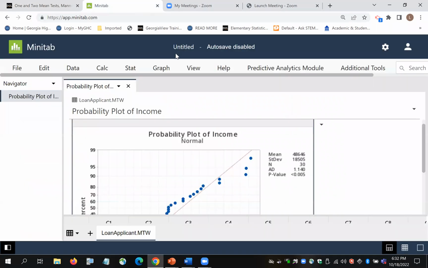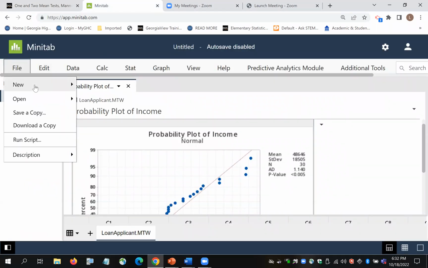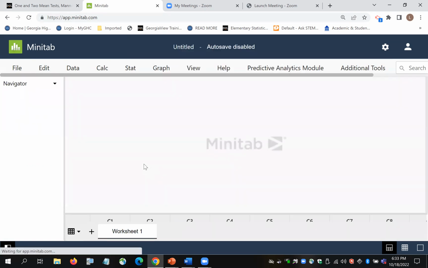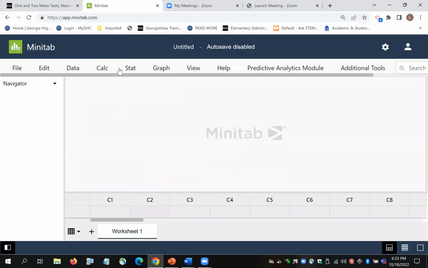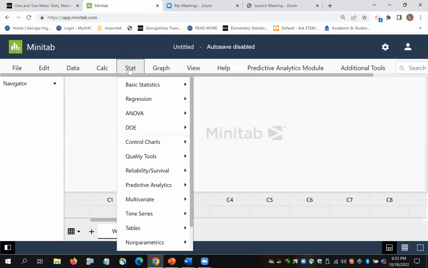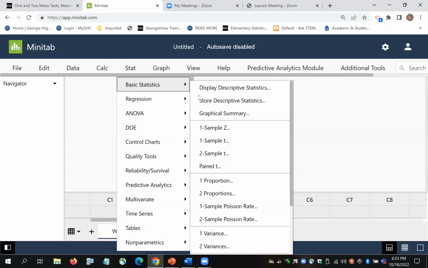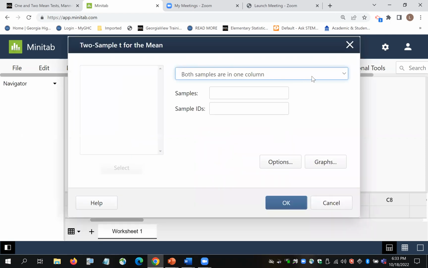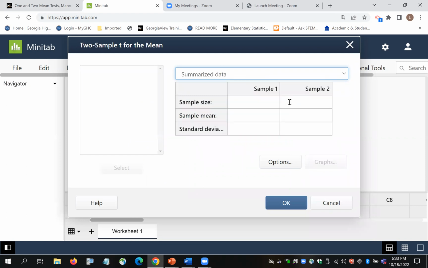So I have Minitab pulled up. I'll get a fresh, clean project. Okay, so we go to Stat, Basic Statistics. This is a 2-sample T. We have summarized data. And now you can kind of see why I created that table there when we were identifying the players, because it's set up very much like Minitab.